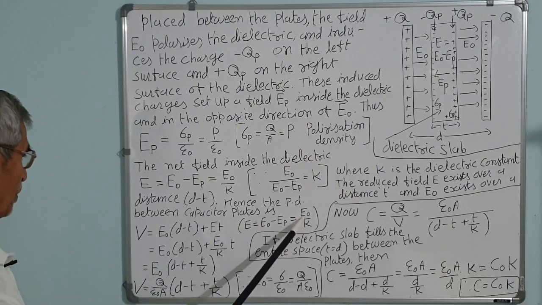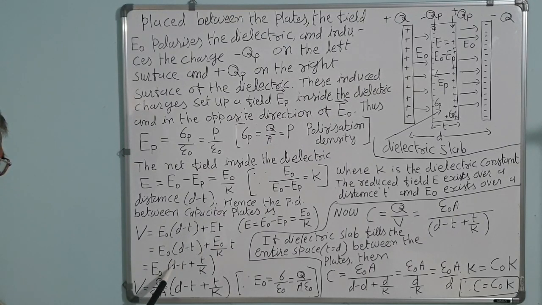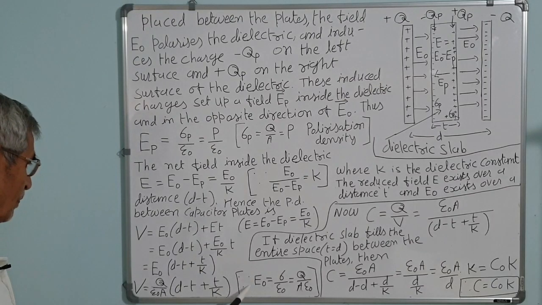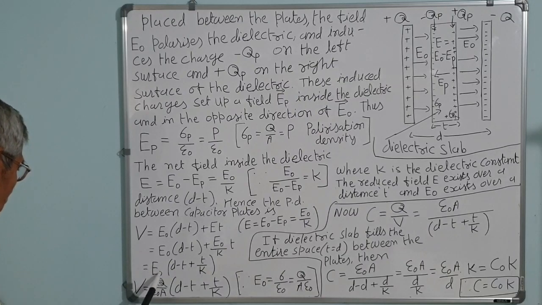E is equal to E0 upon K, where K is the dielectric constant. That is equal to E0 into bracket E0 common, D minus T plus T upon K. Now, we know that E0 is the electric field when no dielectric is placed, that is Q upon epsilon 0 A into D minus T plus T upon K. We know that E0 is equal to sigma upon epsilon 0, and that is equal to Q upon A epsilon 0. That is, we have introduced the value of E0. Correct.